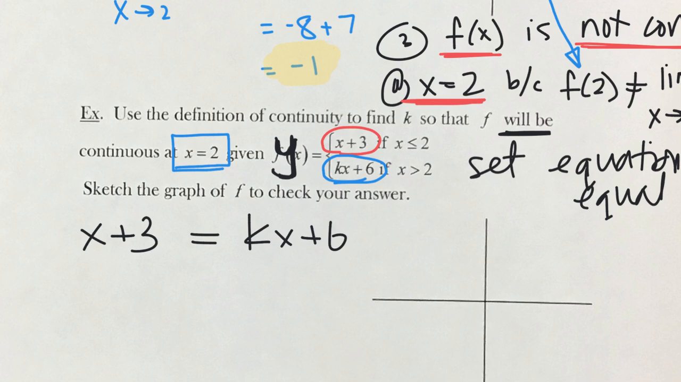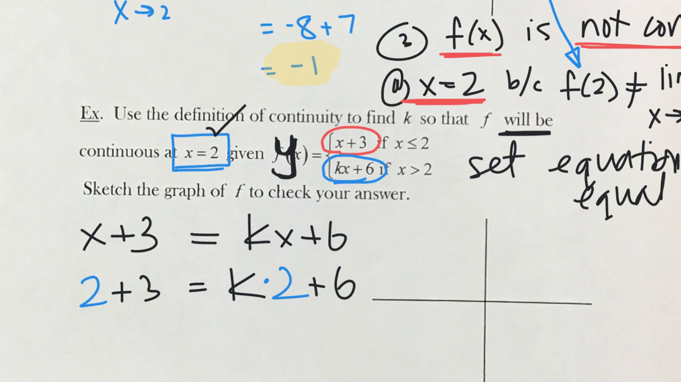Okay, I guess we could have made a second step. Let's do that. Let's make a second step. 2 plus 3 equals k times 2 plus 6. Okay, so we set our equations equal. We replace x with the number in question. Right, we're trying to see what is happening when x equals 2.